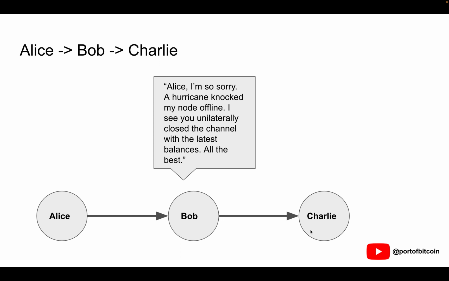Now, maybe Bob eventually comes along and says, Alice, I'm sorry, a hurricane knocked my node offline. I see you unilaterally closed the channel with the latest balances, all the best. And they go about their business without having a channel together, but no one's lost any money, there's no problem.